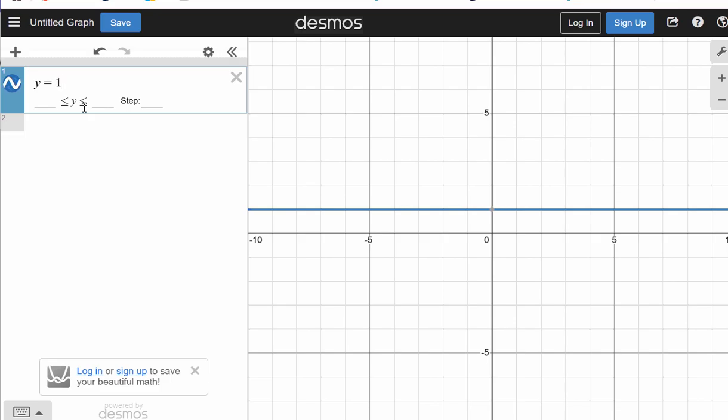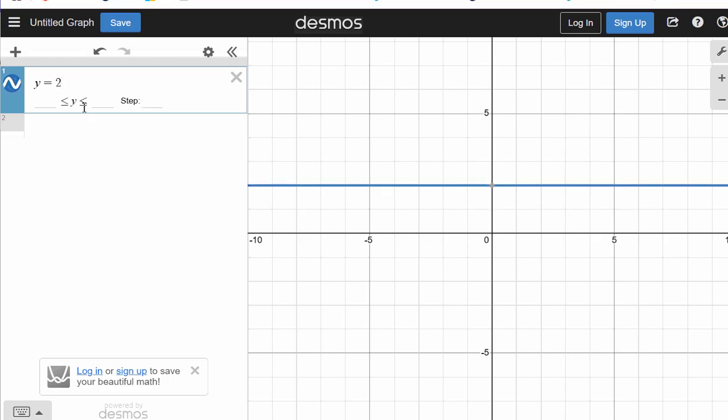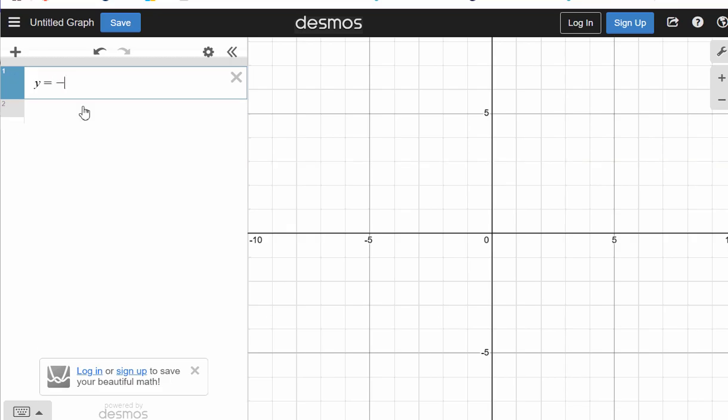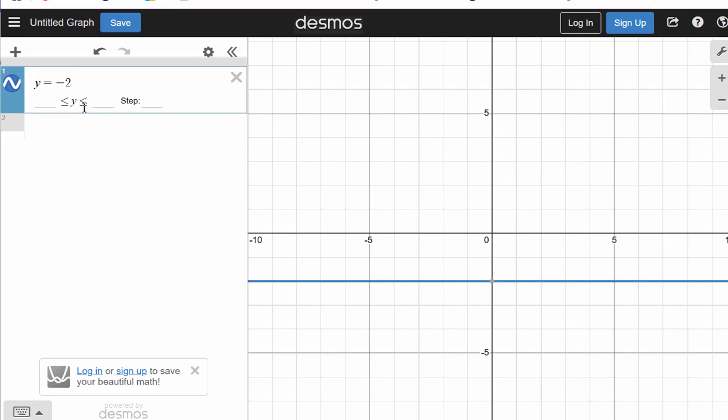Think about that. Oh, there it is. The whole line is just up at 2. Or what if I make it 3? Or if I make it -2, can you think about what it will look like if it's -2? So -2. There it is. In fact, this is a horizontal line. All the y values on here now are at -2.